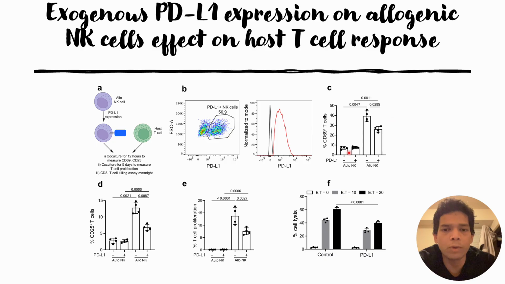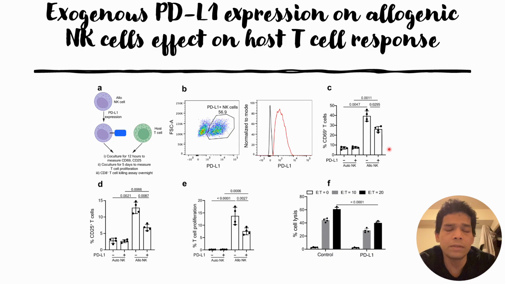After co-culture, panel C shows the results for the CD69 marker, which is one of the markers for the activation of T cells. Here we can see that when they co-culture them with autologous NK cells, that is, NK cells from the host itself, they do not see any activation of the T cells. However, when they co-culture them with allogenic NK cells without PD-L1 expression, they see high expression of the CD69 marker, around 36 to 45%. But this percentage goes down to around 25% when PD-L1 is expressed.